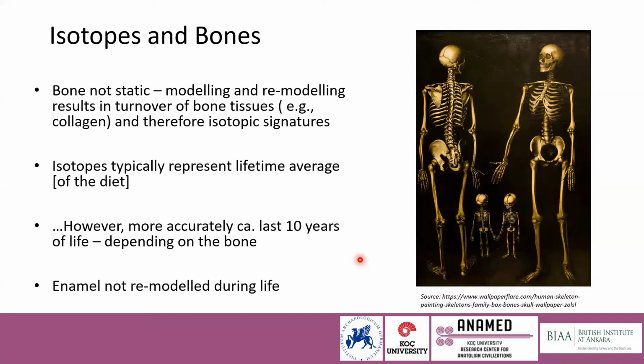So if you take it from a bigger bone, something like the femur, that's the large leg bone here, this will give you an average of about 10 years. If you take it from a rib, this has a faster turnover rate, so you're probably getting an average of 5 to 7 years. So actually, one of the things you can do is sample from the same individual.